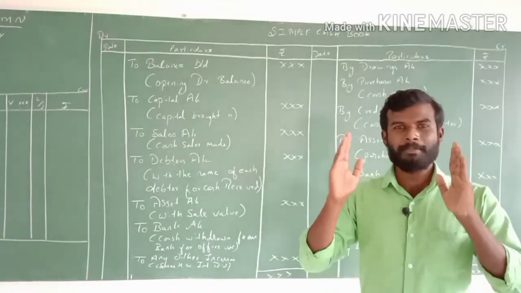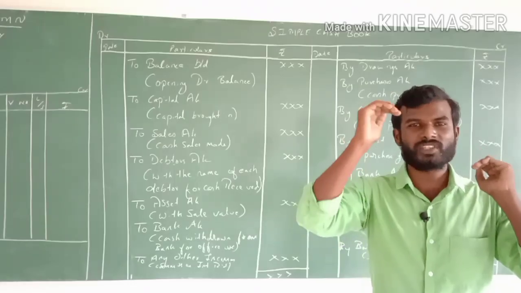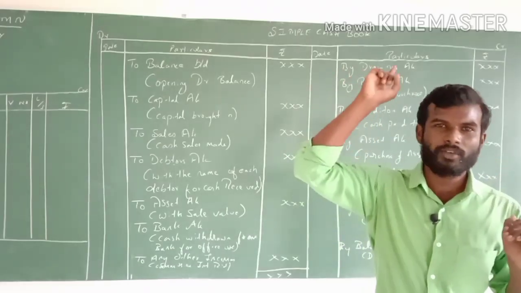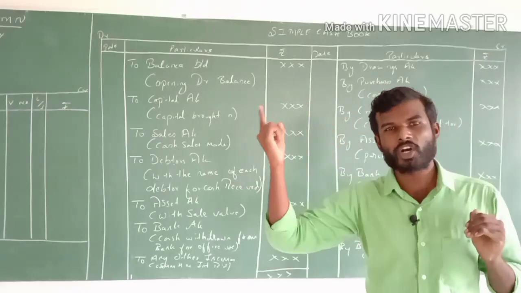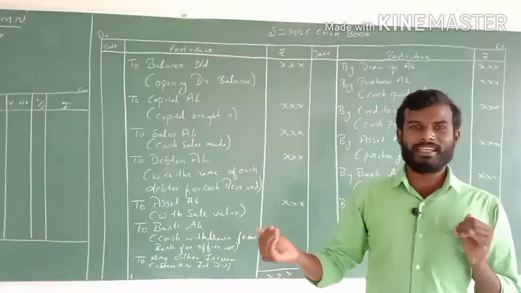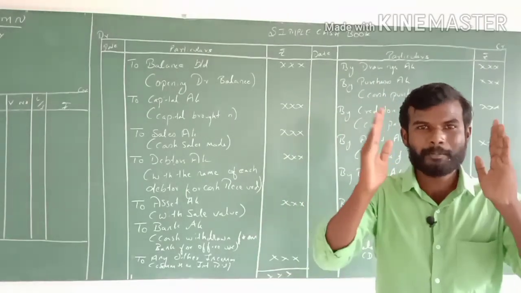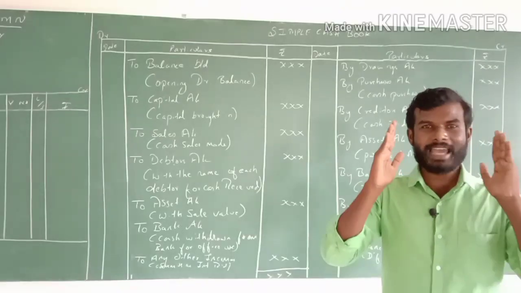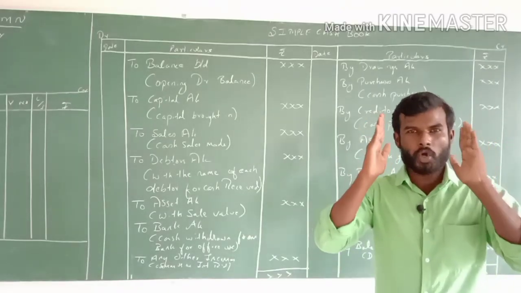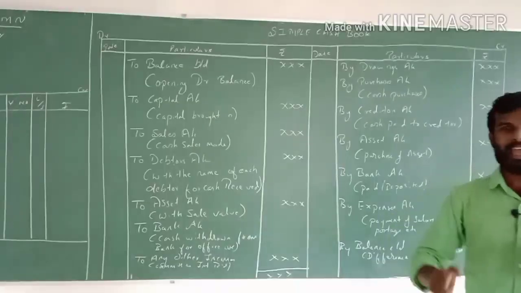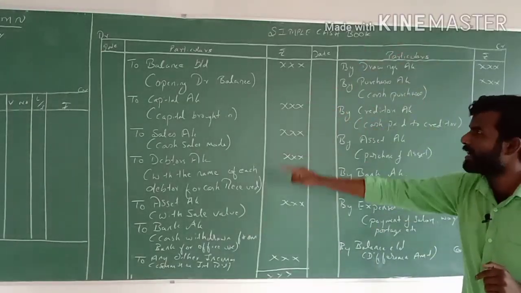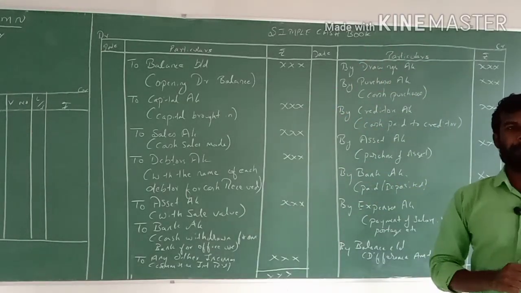So in this simple cash book, remember, cash is an asset. The debit side will record all the receipts because it increases. The credit side will record all the payments because it decreases. So one important concept: the simple cash book is to record only cash transactions. One more point is that we can find out the closing balance by preparing this simple cash book.